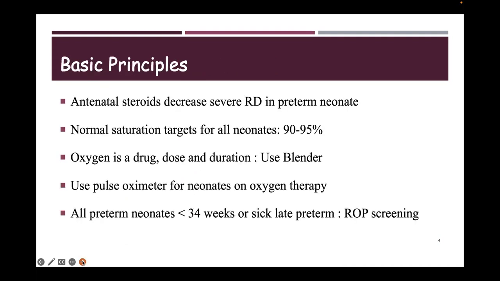And it's also important that certain basic principles should be kept in mind for managing preterm babies with respiratory distress along with the CPAP. These include use of antenatal steroids for all mothers who are going to deliver before 34 weeks, use of a blender for delivering oxygen, and always use a pulse oximeter whenever a baby is on any form of oxygen, including CPAP.